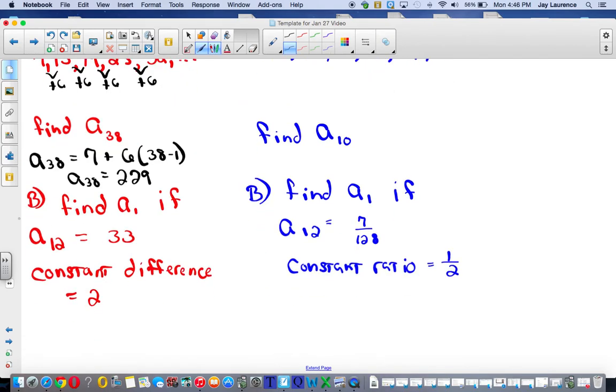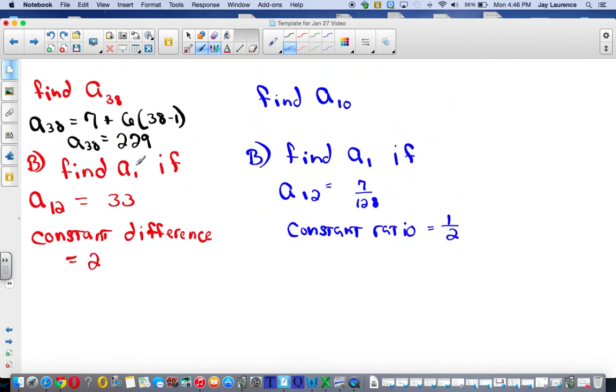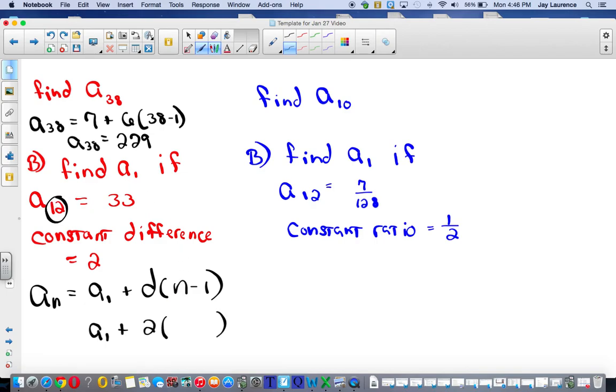229. Now, I don't know if it dawned on you, but you could find the first term of an arithmetic sequence. I want you to find a sub 1 if a sub 12 equals 33 with a constant difference of 2. Remember, our formula is a sub n equals a sub 1 plus d, the common difference, times n minus 1. Well, let's see, a sub 1, we don't know. That's going to stay the variable. D we know is 2. Do we know n? We sure do. It's 12. It's right there. 12 minus 1, and a sub n is 33.